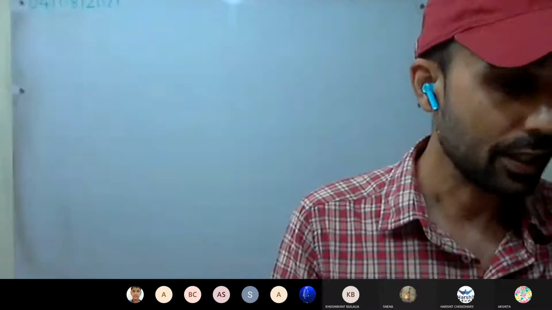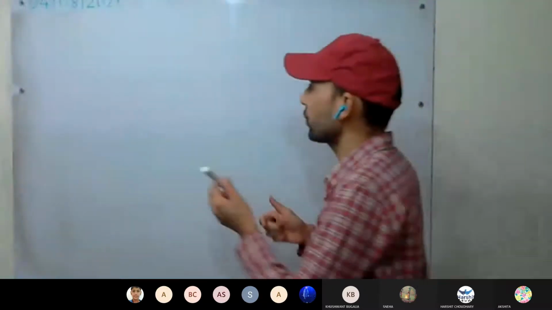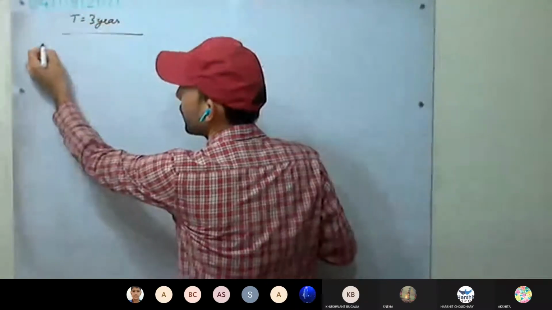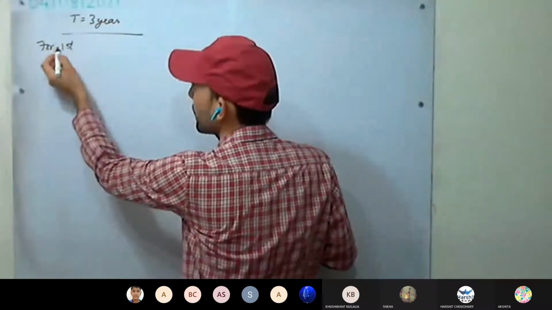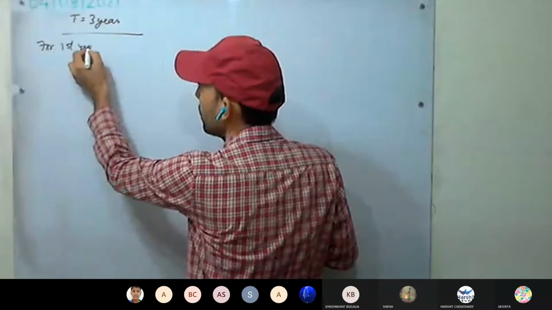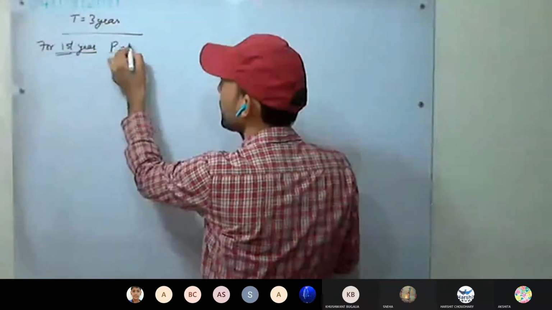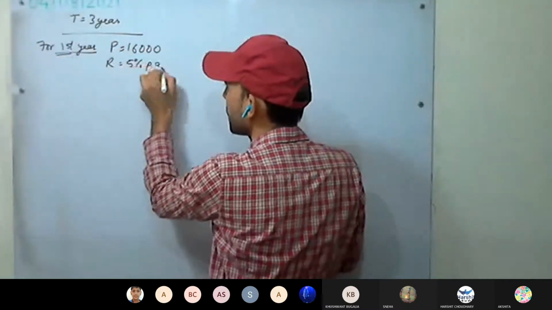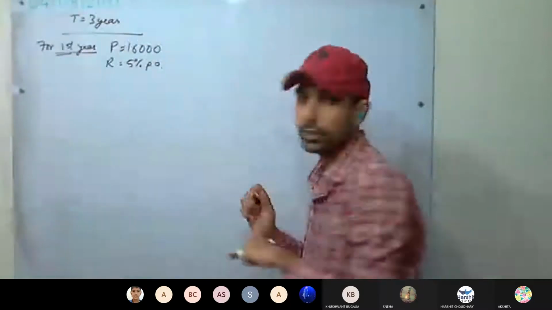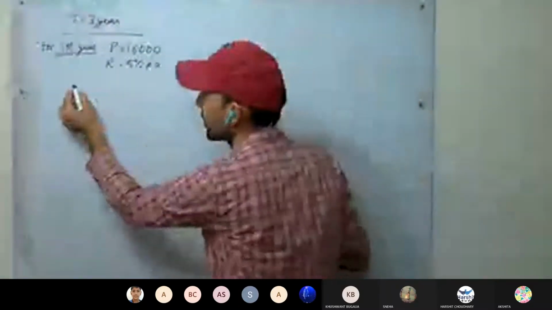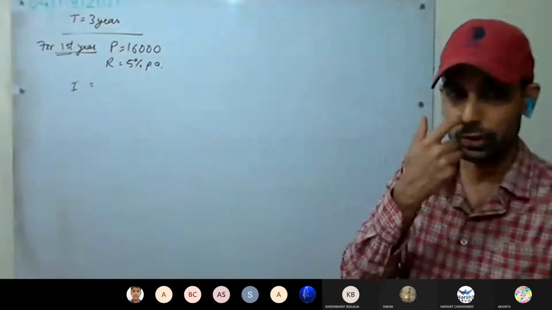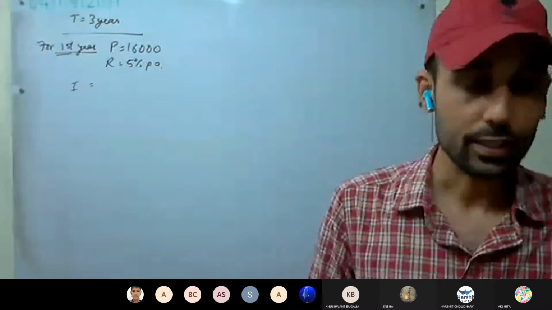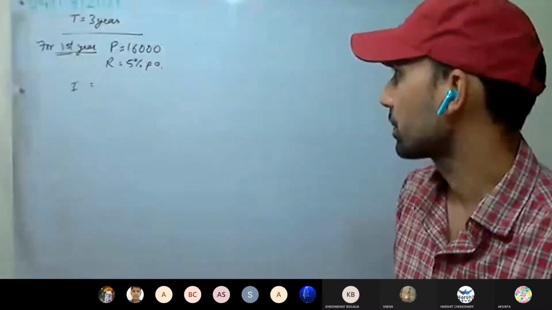Calculate the amount and the compound interest when 16,000 is invested for 3 years. So this time it is 3 years. Calculate for the first year and tell me the interest. For the first year, principal is 16,000, rate is 5% per annum, that is, 5% is applied for each year. Time is 1 year, so we are calculating year-wise. Calculate and tell me how much interest you are getting.